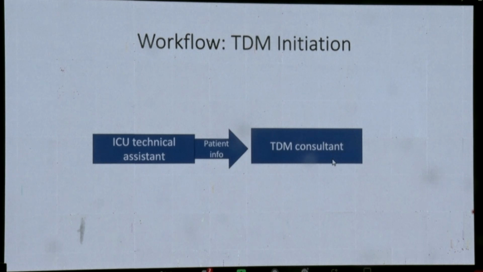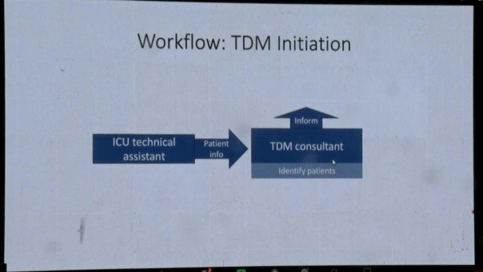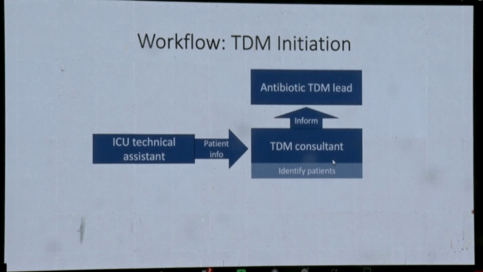Precision dosing for antibiotics. So how do we initiate TDM? An ICU technical assistant from the ICU will give information on which patients are on which antibiotics. The TDM consultants will look at it and identify the patients who need TDM. For example, some patient may be just in the ICU, on an antibiotic, completely empirically treated, no fear, nothing else, then we don't have to do TDM. So we identify the patients who need TDM and they inform the antibiotic TDM lead. Currently in our hospital, I am the antibiotic TDM lead.